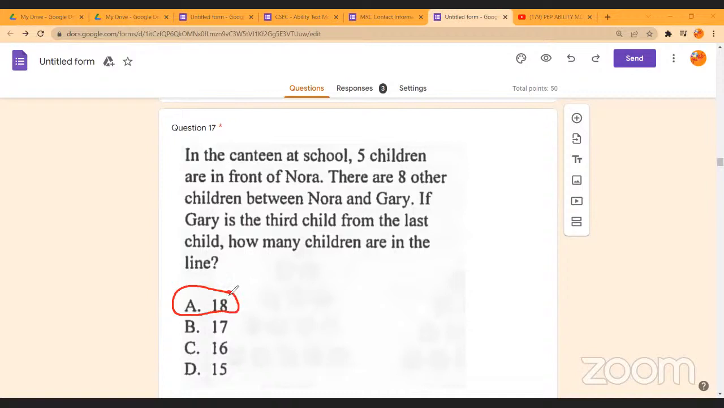Miss, first I put N for Nora. You put N for Nora. And it says 5 children are in front of Nora. So I drew 5 children in front of Nora. Okay, so you drew them nicely.